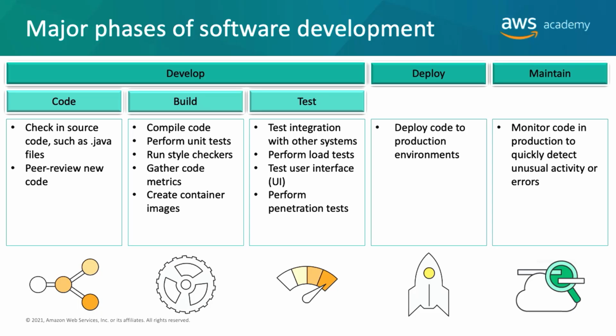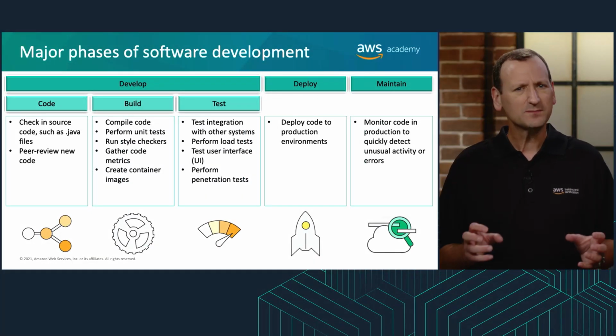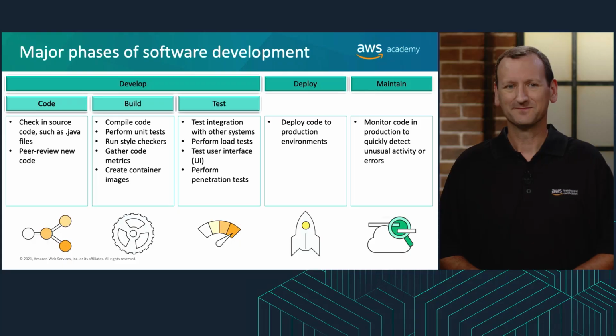The major phases of software development are develop, deploy, and maintain. The develop phase can be further divided into the code, build, and test phases. During the code phase, developers write the application source code and use a source code repository, such as a Git repository or an AWS CodeCommit repository, for version control. Teams might use code reviews or pair programming to provide feedback on code quality.